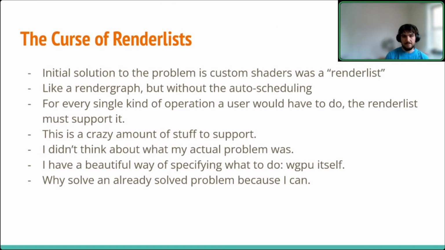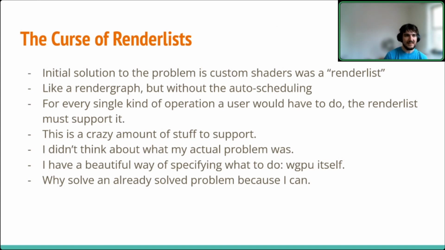So the actual problem I was facing was custom shaders, and my solution to this was a render list. It was a render graph, basically, but without the auto scheduling. So it's just like a list of do this, do this, do this. I was trying to encode everything in that list: all of the objects you pull, the shaders you use, this, that, and the other thing. And every time I did that, I would need to make it more and more generic because I could think of a problem it didn't solve. Got more and more, but I wasn't actually thinking about what my problem was.